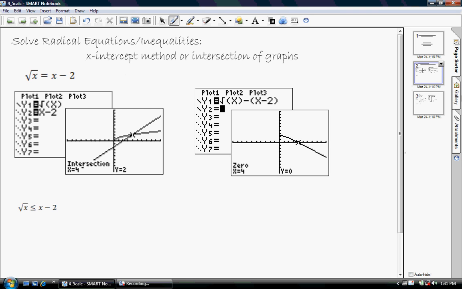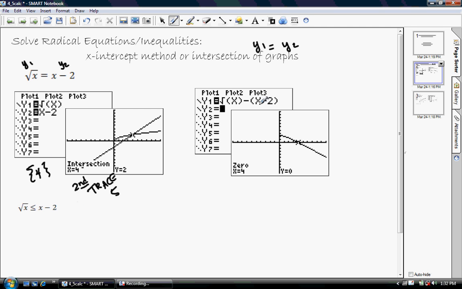One way is we can use the intersection of graphs. I'm going to enter y1 and y2, and then find out where those two things are equal. So here I have y1 is the square root of x, y2 is x minus 2, and I graph them. This is in the standard viewing window, and then I use the intersect command. Remember that second trace 5 will give me intersect, and I have to enter first curve, second curve, and guess, which means move to the point of intersection, and I find 4, 2. So that would tell me my solution set is 4.